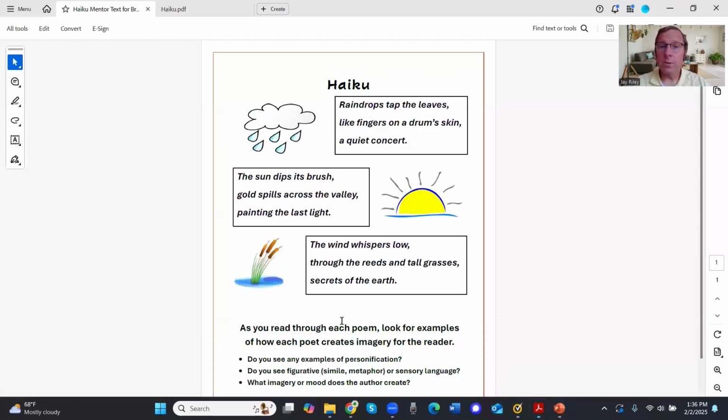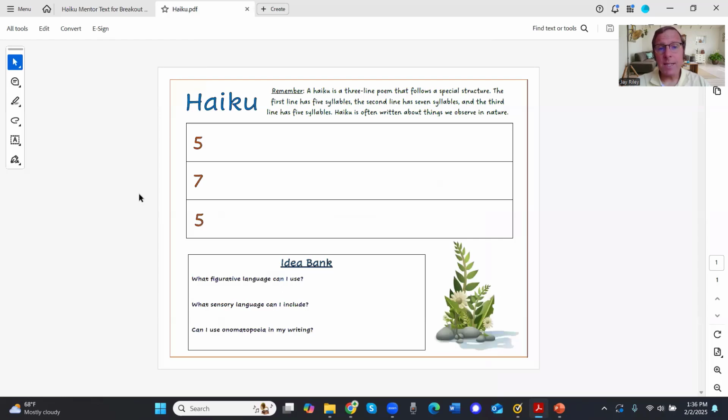So another thing I like to do is after I work through these poems, I think it's important that students who are learning to write haiku work through some of these poems on their own. Look for examples of personification, figurative language, sensory language. Think about what kind of imagery the poet is trying to create with the language that they use. So I've got some mentor texts here. And this is a fantastic graphic organizer to help us brainstorm our own haiku poems.